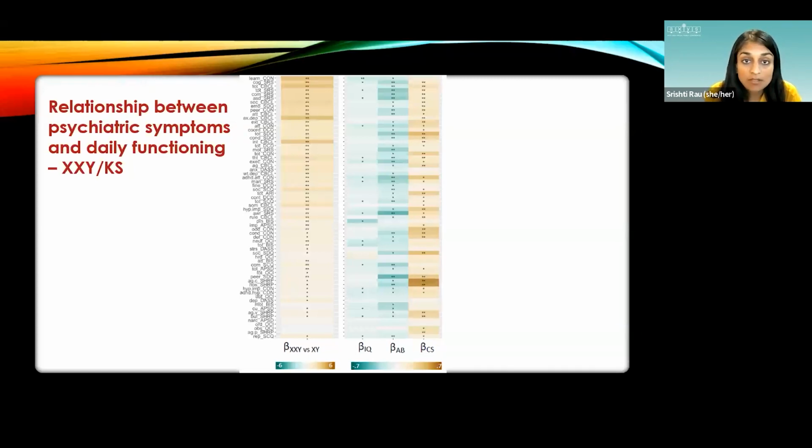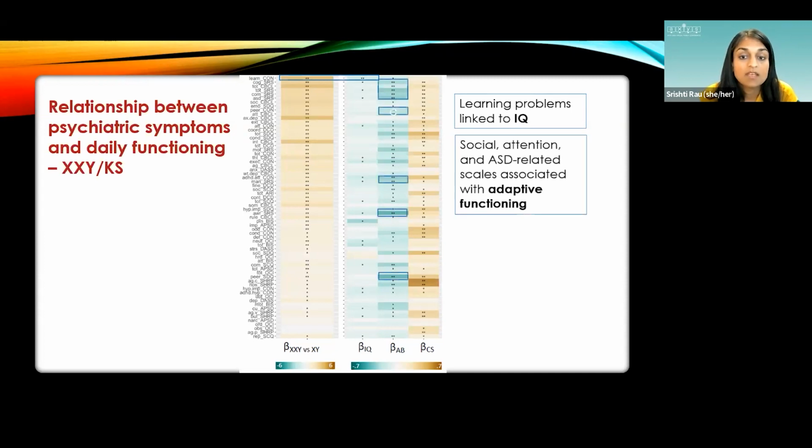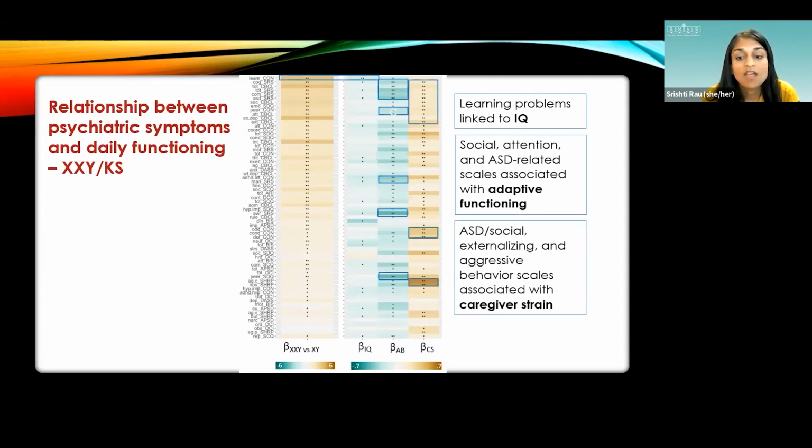So when we look at IQ and its relationship to all the scales, there's really only one scale that comes up as being significantly associated with IQ, and that is the learning problems scale. With respect to adaptive functioning, we see scales assessing social, attention, and autism-related differences were most strongly associated with adaptive functioning. And scales assessing autism traits, social difficulties, externalizing, and aggressive behaviors were most strongly associated with caregiver strain.